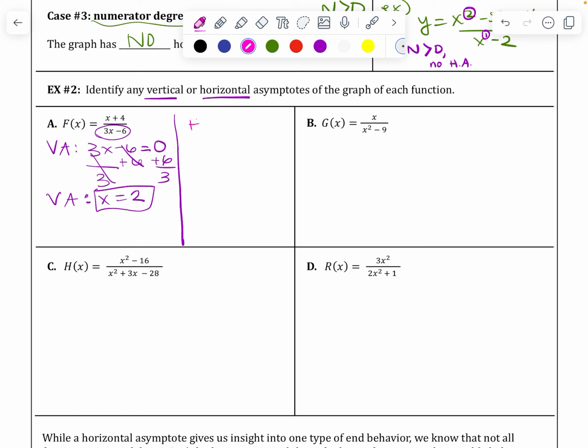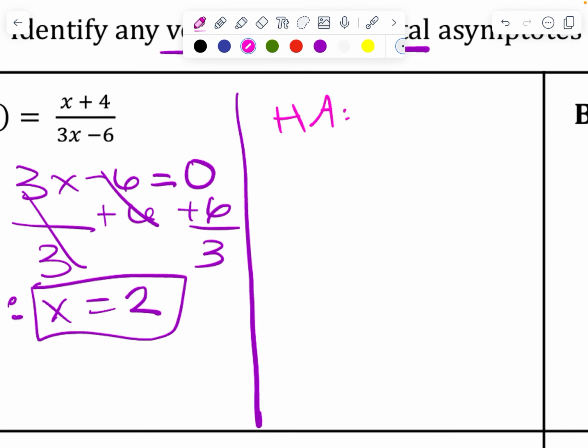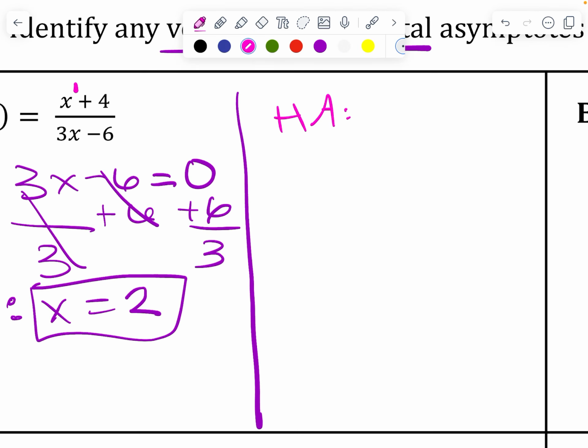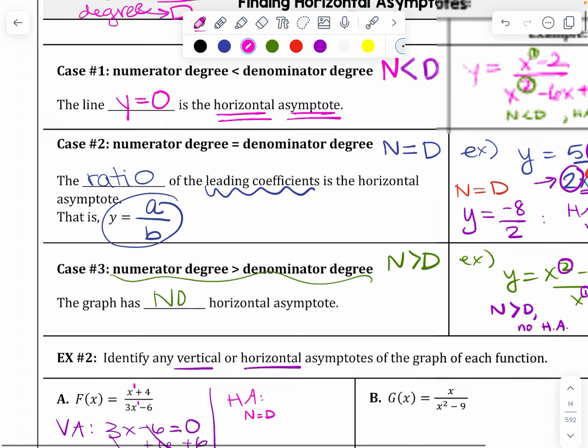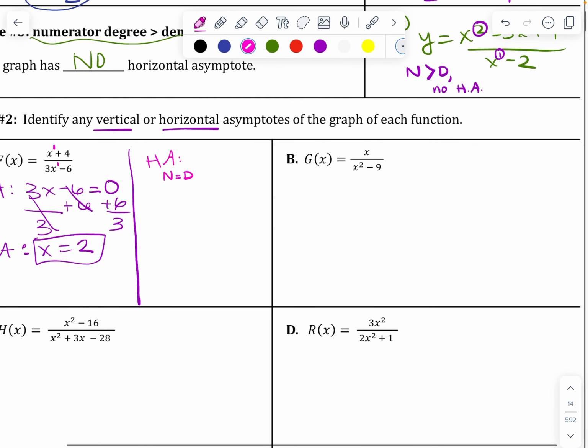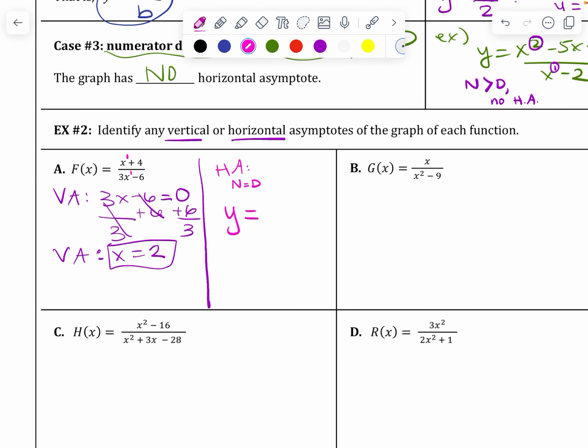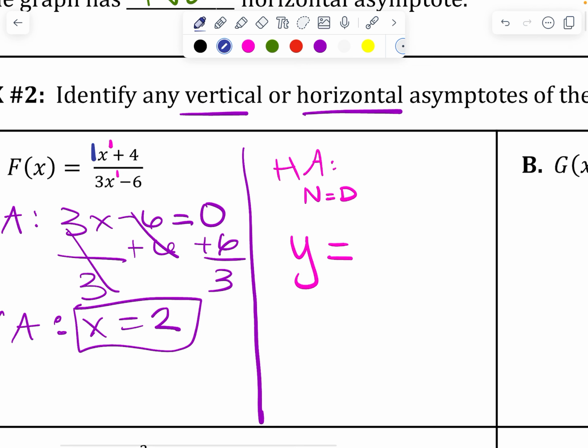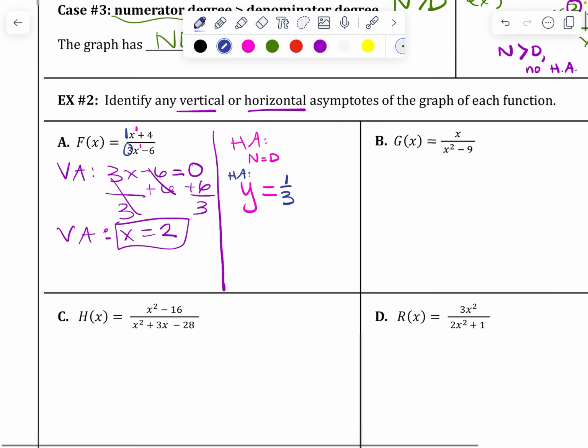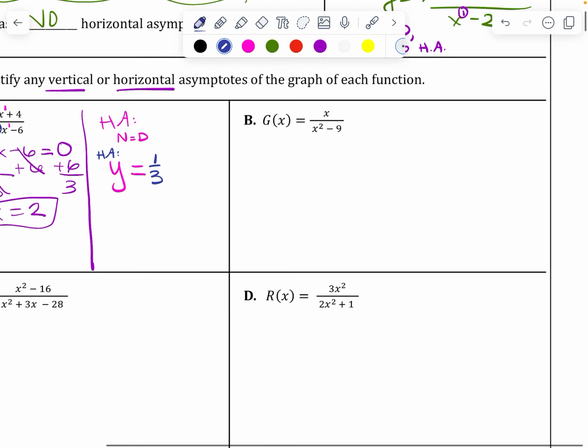To find our horizontal asymptote, we're going to look at what 3 cases we're looking at here. So go ahead and first compare their degrees. So if I look here, I know the degree on the top is 1. The degree on the bottom is also 1. So the numerator equals the denominator. That's case number 2. That means we're now going to look at the leading coefficients, which are 1 and 3. So we go 1 over 3. So my horizontal asymptote for this one is the line y equals 1/3.